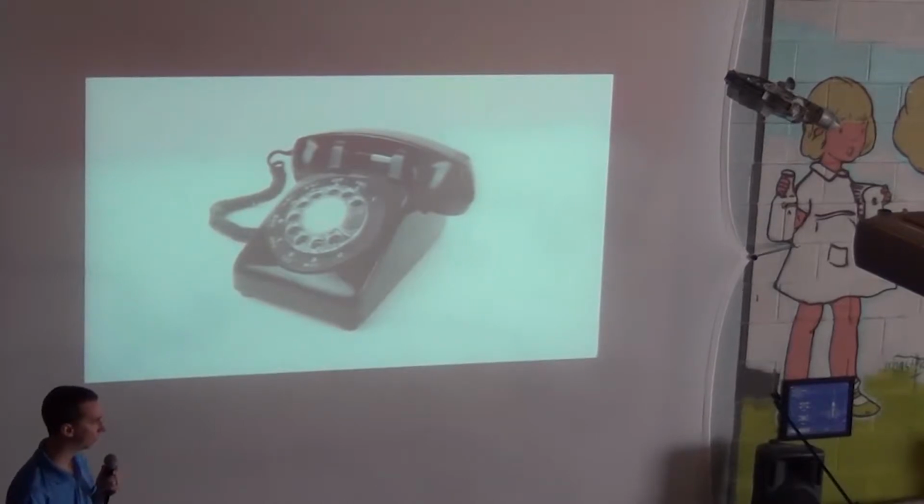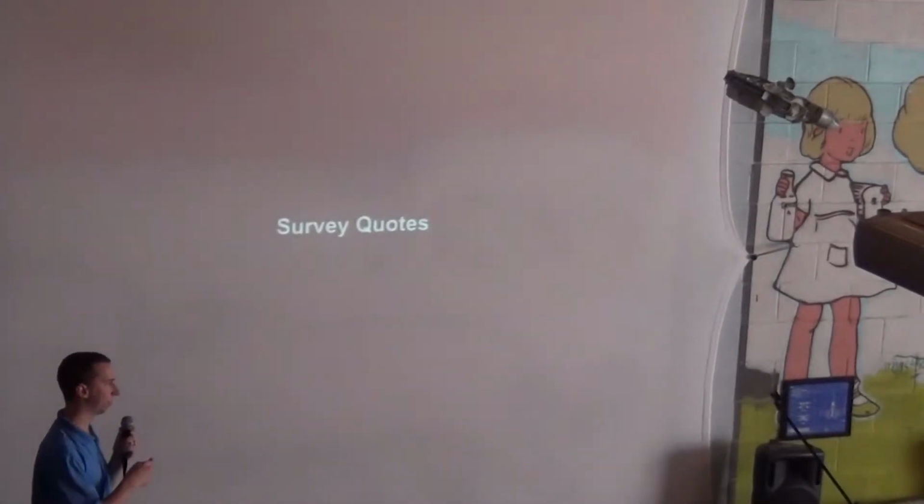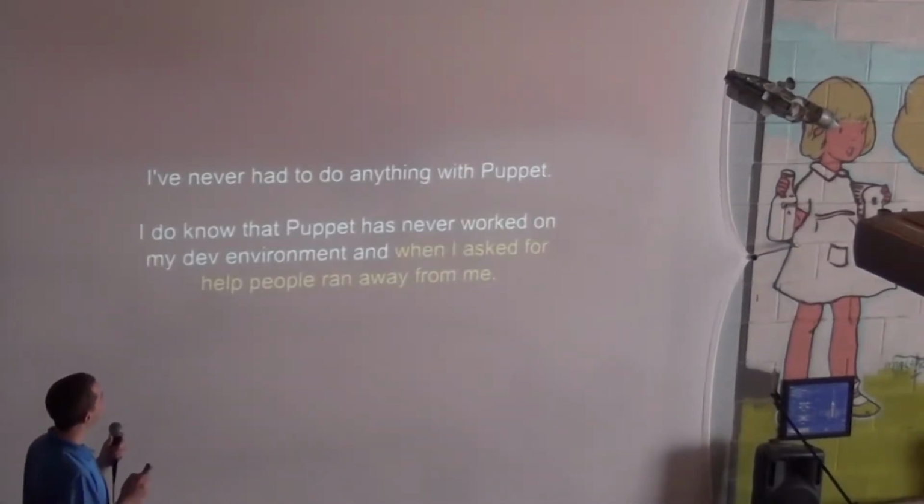Like as Deepak said, we would have someone over in our cube area asking for help, and they would say, "Oh, my machine isn't working the way I expect. Puppet must be doing something." It was a high maintenance overhead for a tool that was supposed to be helping us, right? So some survey quotes, these are the best. I've never had to do anything with Puppet. When I asked for help, people ran away from me.